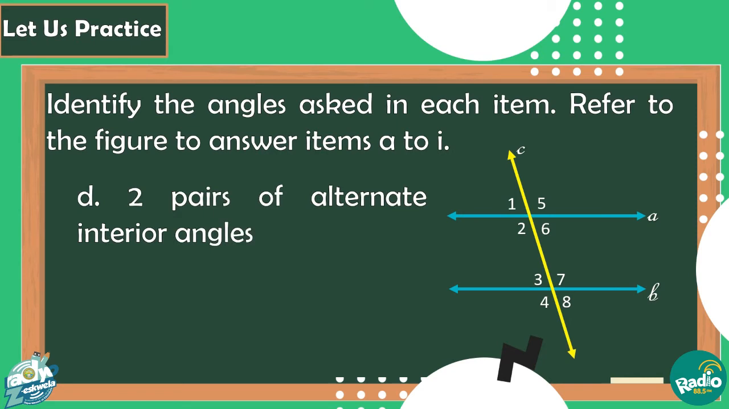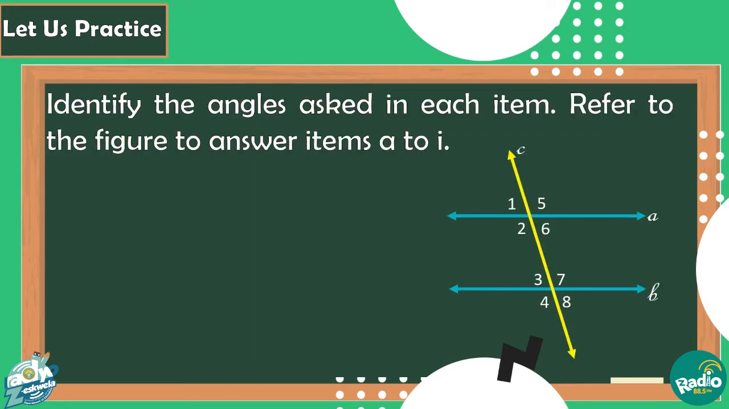Let's proceed to the next item, letter D. Give the 2 pairs of alternate interior angles. We have angle 2 and, great, angle 7. And the last pair is angle 3 and angle 6. Great job, students!